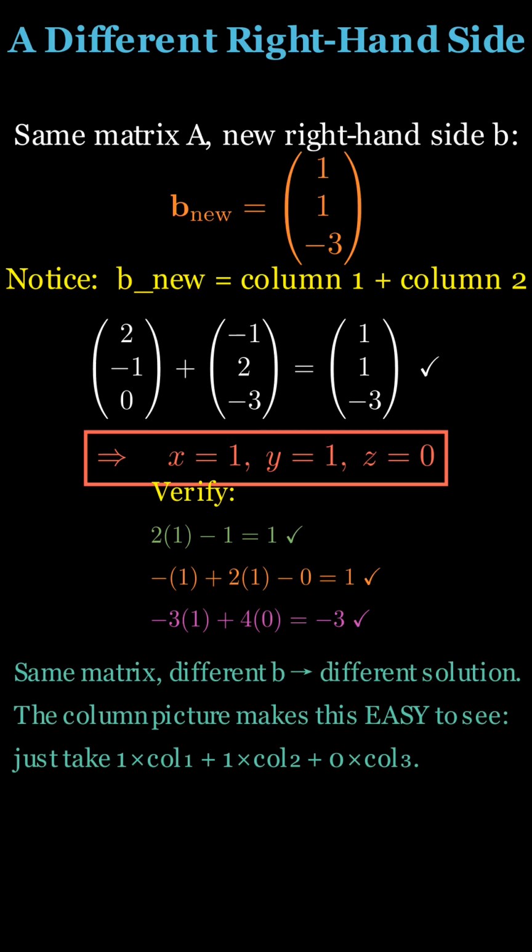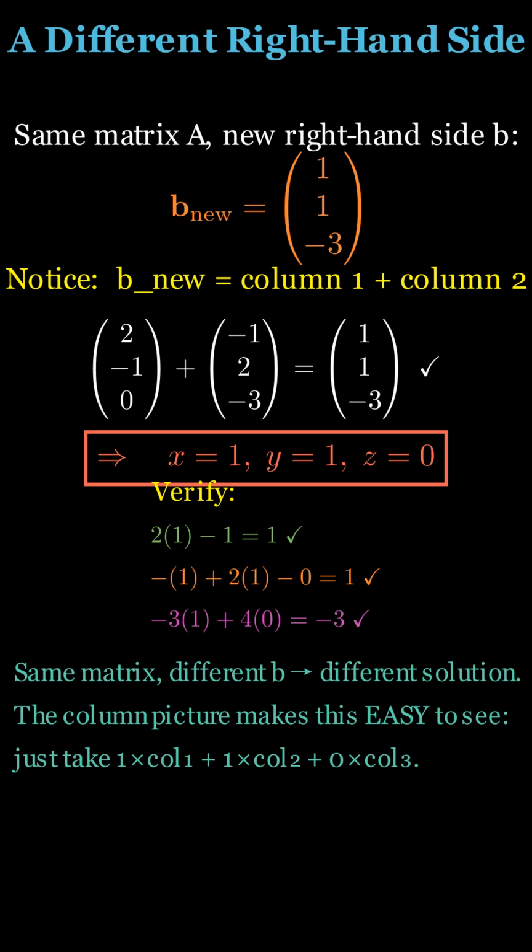Look at the columns. If we add column 1 and column 2, 2 plus negative 1 is 1. Negative 1 plus 2 is 1. 0 plus negative 3 is negative 3. That is exactly the new b. So the solution is x equals 1, y equals 1, z equals 0. We just take 1 of column 1 plus 1 of column 2 plus 0 of column 3.